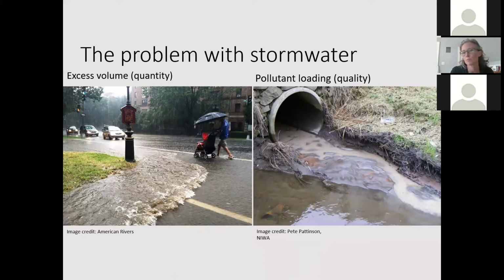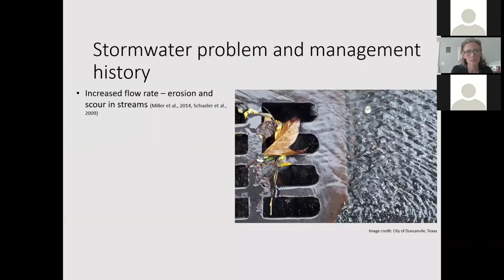And then there's pollutant loading, so the quality of the water that's flowing into the stream can be less than ideal because it's flowing off of impervious surfaces, roads, and other surfaces where it's picking up pollutants. So there's a two-pronged issue. And interestingly, though it's a two-pronged issue, for the past 20 or 30 years, we've really been addressing it as if it's more of a one-pronged issue.